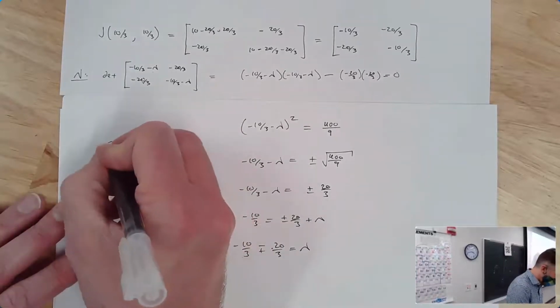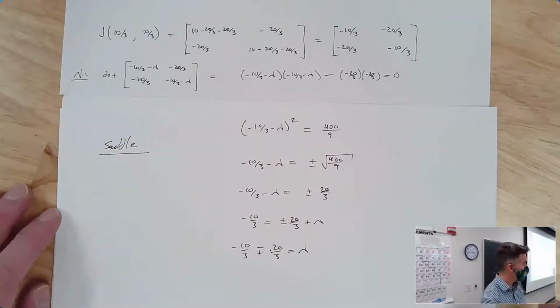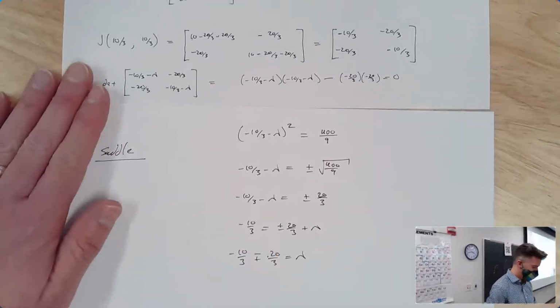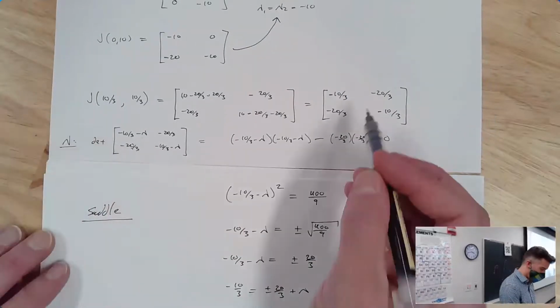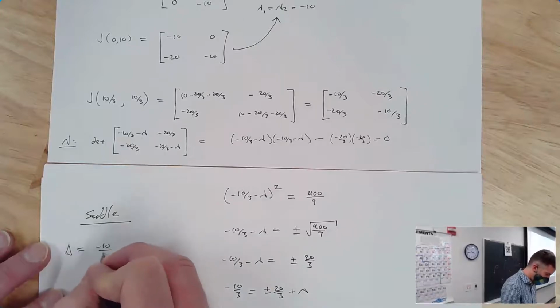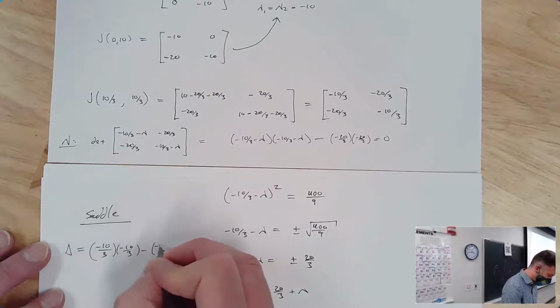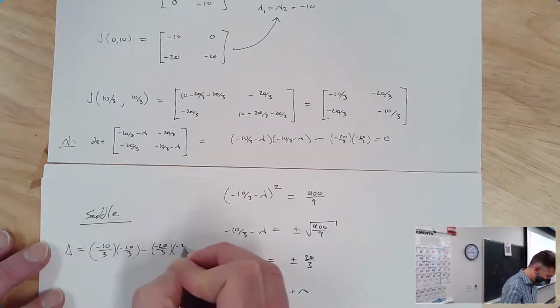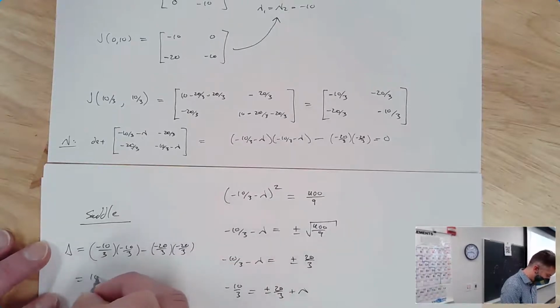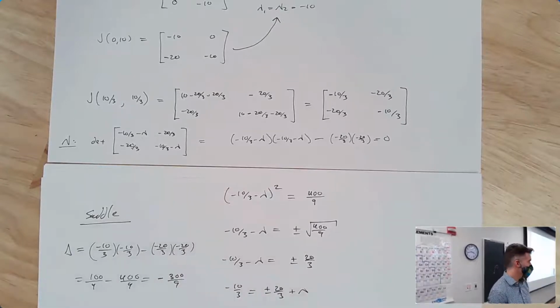Saddle. So I probably, in retrospect, could have just found the determinant of this matrix and seen that it was negative. So if we look back for just a quick second, this Jacobian, the determinant is equal to negative 10/3 times negative 10/3 minus something that's clearly going to be bigger. I've got 100/9 minus 400/9, which is definitely negative.